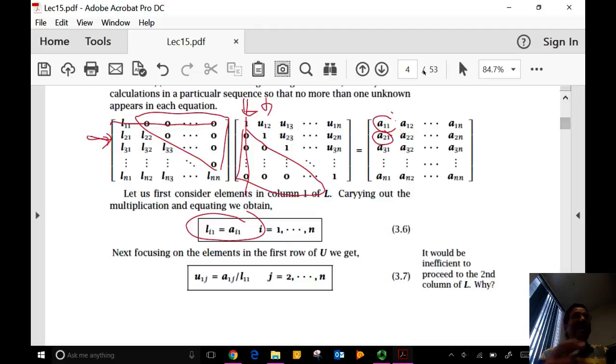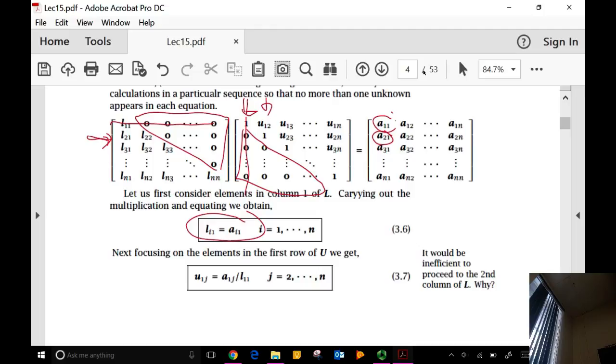Once you detect a pattern like that, you generalize it and say that for every i, Li1 is equal to Ai1. So you put a loop around that. You found all these elements by just solving one equation in one unknown. And for the rest of them, I have followed the same logic.